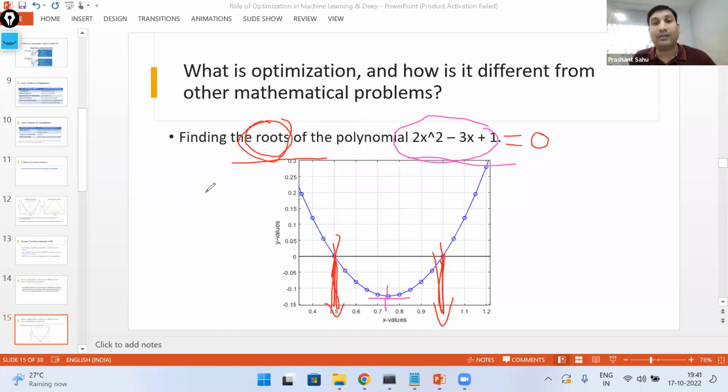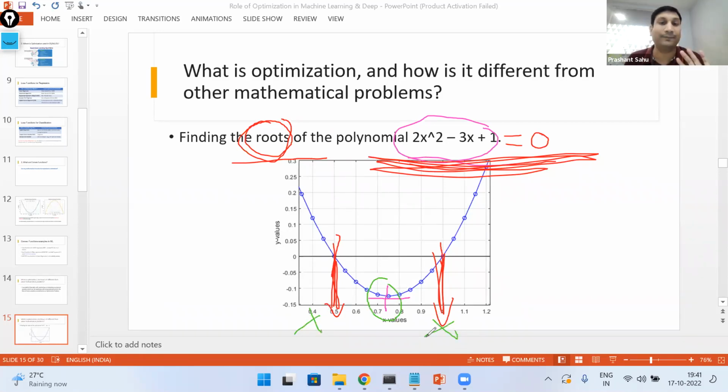Why? Because you are not minimizing or maximizing anything. You are trying to solve this equation. So solving this equation is not equivalent to finding out the minima. So when I say that I am solving an optimization problem, my solution is this and not this or this. Is that clear, everyone? Finding the roots, or finding out the points where this function is becoming 0, is not an optimization problem. That is how it is different from any standard mathematical problem.